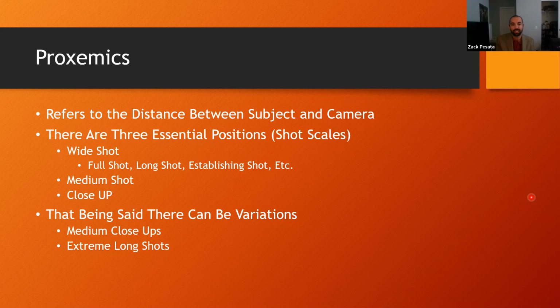There are 3 essential shot scales. Again, don't get this confused with camera positions, which is something else. Camera positions, we're talking frontal, 3/4 frontal, profile, 3/4 rear, rear. But there are 3 essential shot scales: wide shot, medium shot, close up.